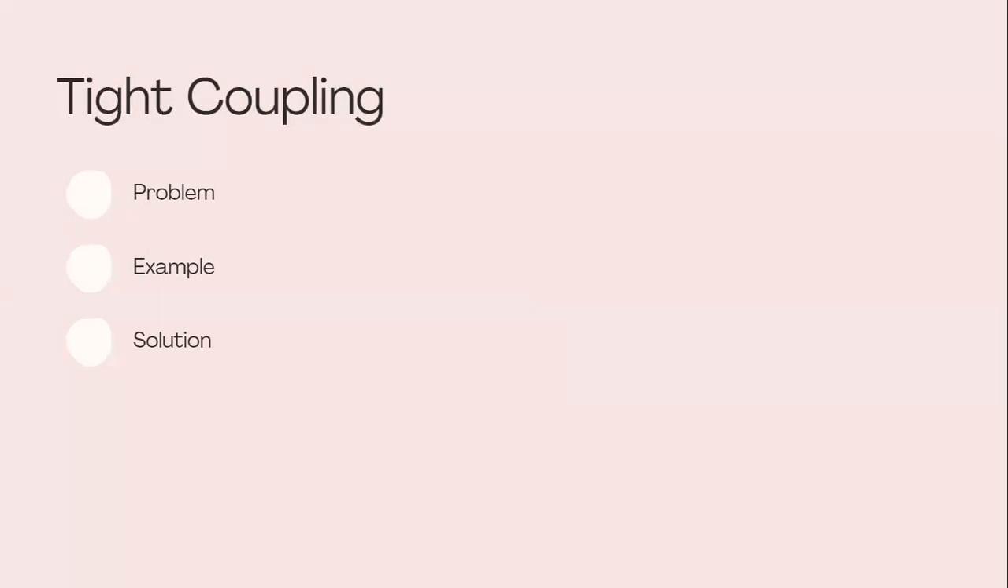Let's talk about the last one, the tight coupling problem. Tight coupling occurs when classes in an inheritance hierarchy are closely connected and depend on each other, making it challenging to change one class without affecting others. For example, consider a Vehicle class, and Car and Motorcycle derived from the Vehicle class. If changes to Vehicle affect both Car and Motorcycle, we have a tight coupling problem.